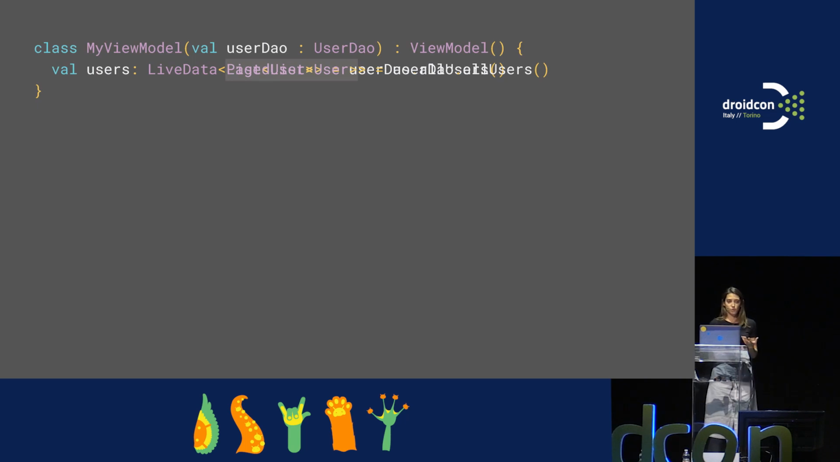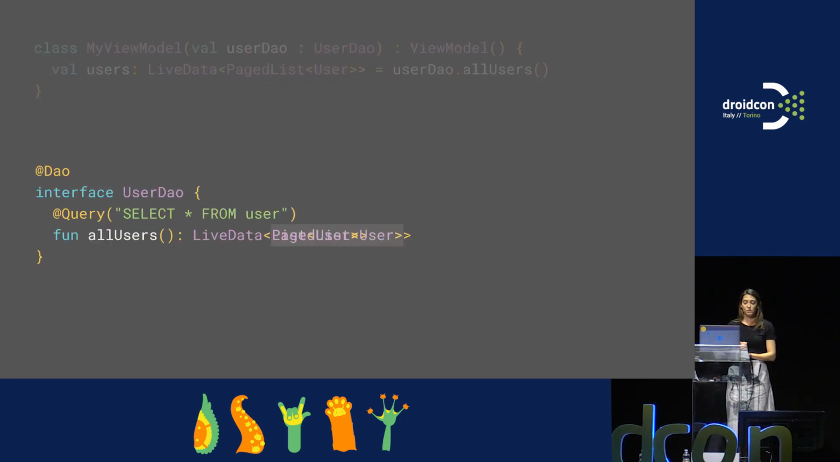But then what do we do with the DAO? What do we do with the data from Room? Well, instead of having a live data of a list of users, we can have a live data of a page list. Things are actually not this simple, and here's why.